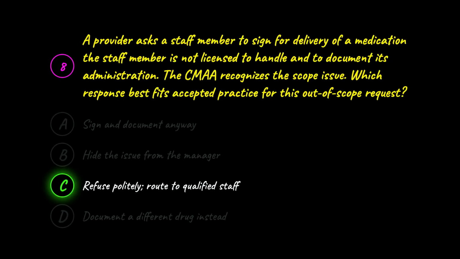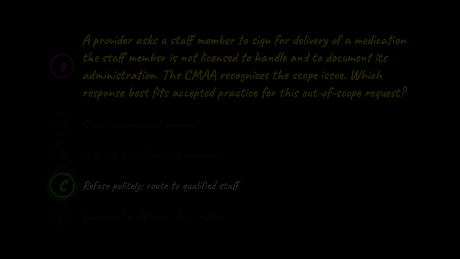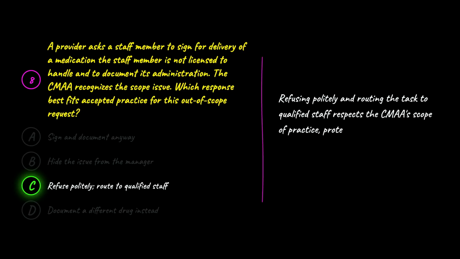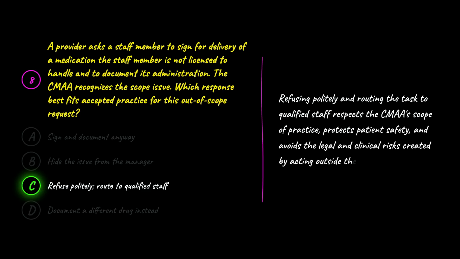The correct answer is C. Refuse politely, route to qualified staff. C is correct because refusing politely and routing the task to qualified staff respects the CMAA's scope of practice, protects patient safety, and avoids the legal and clinical risk created by acting outside the documented role.